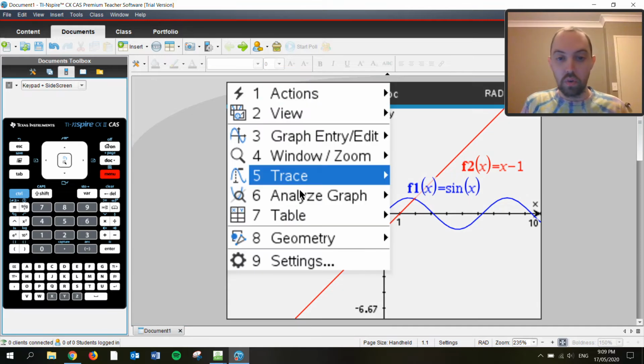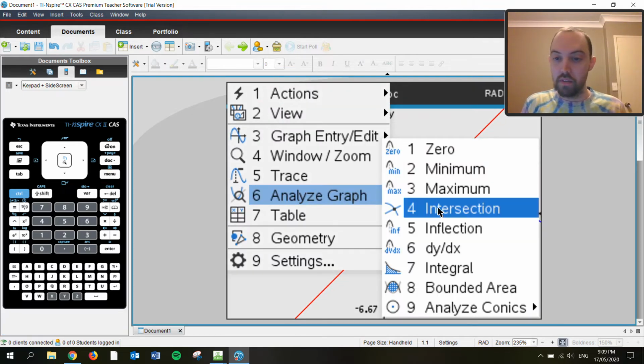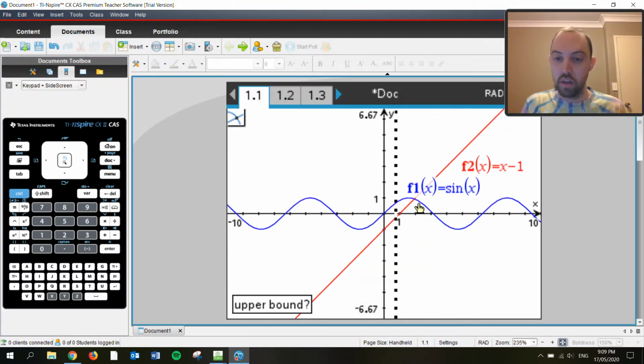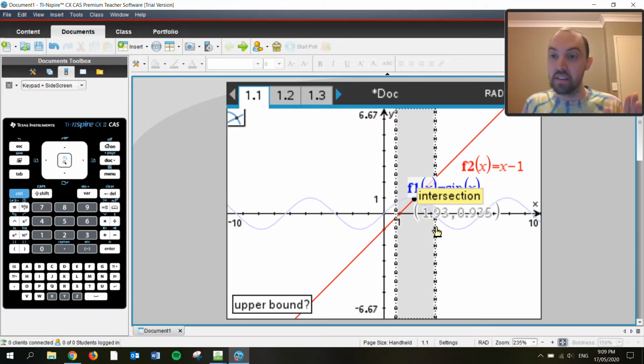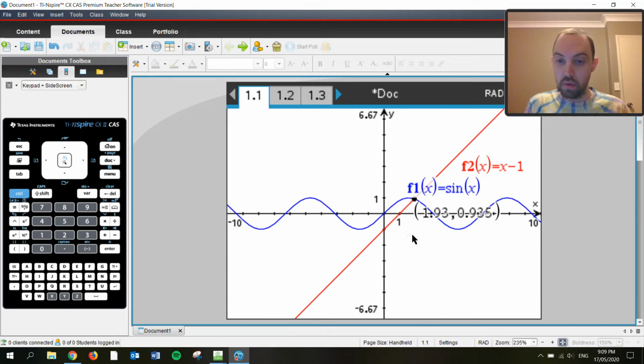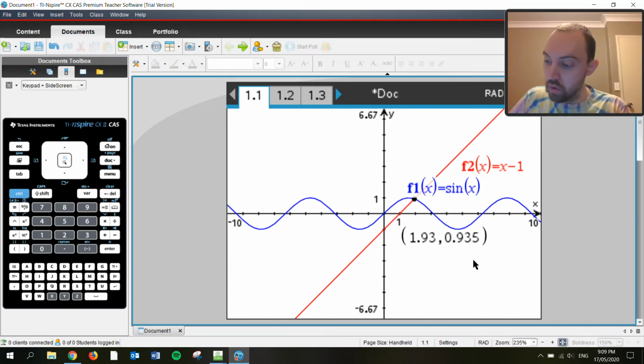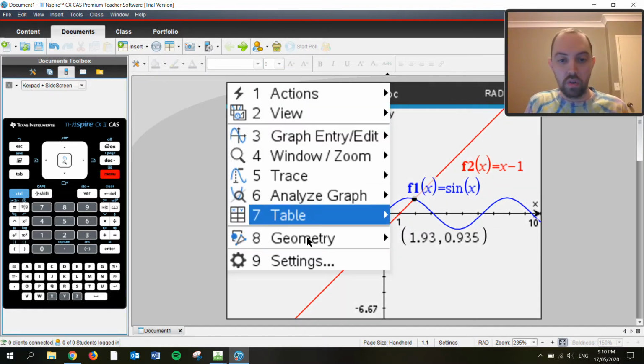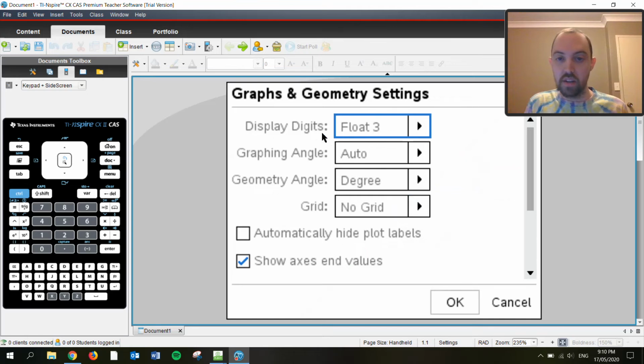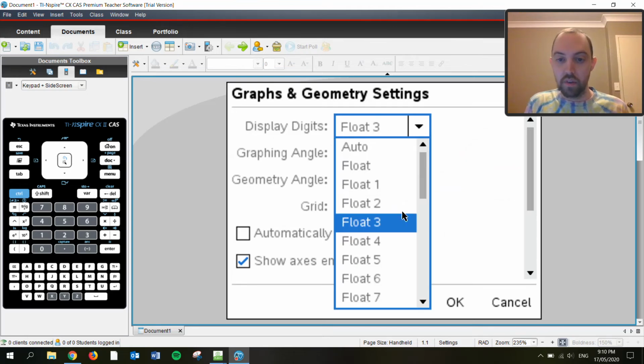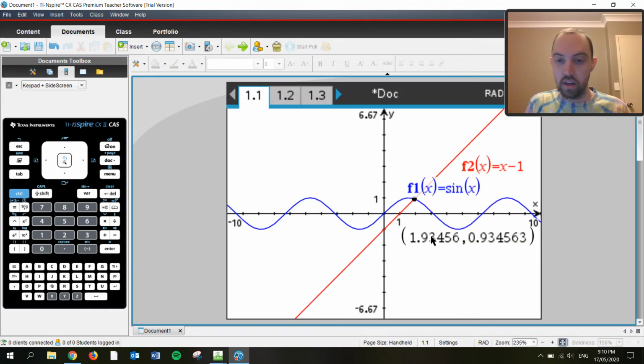So we're going to analyze our graph, and we're trying to find the intersection between here and here. The calculator asks for your lower and upper bounds in case there's more than one solution. So you want to be going around the solution that we want, and there's our value here. X is equal to 1.93. And if you want to change the number of decimal places, you can go into your settings here and change the display digits. So if you want 6, change it to that, and it'll give you more.